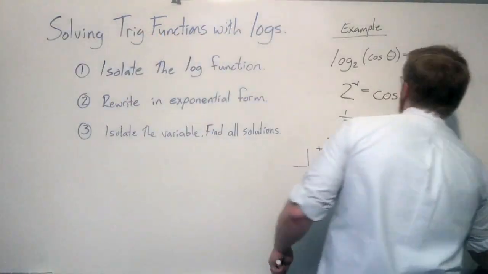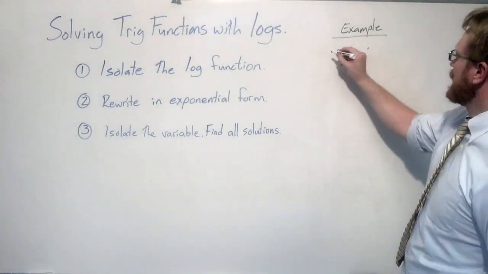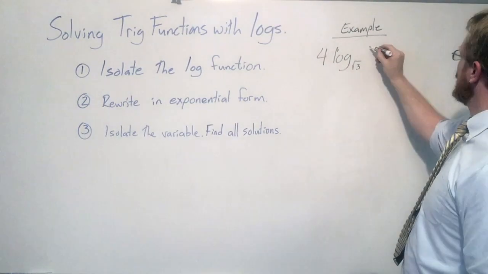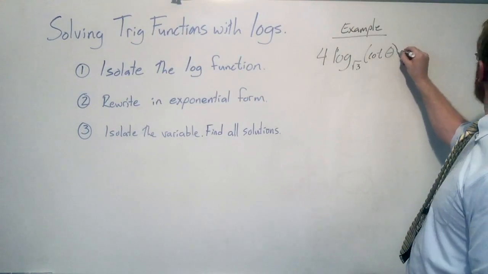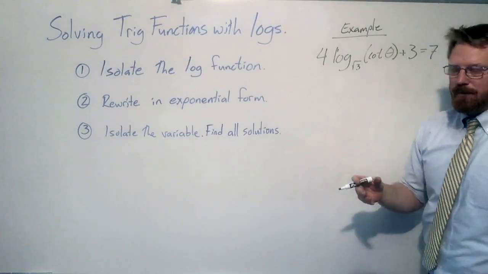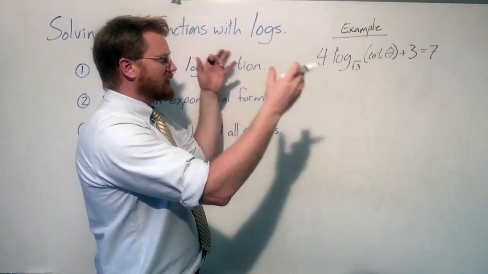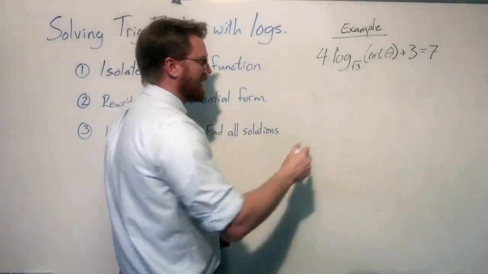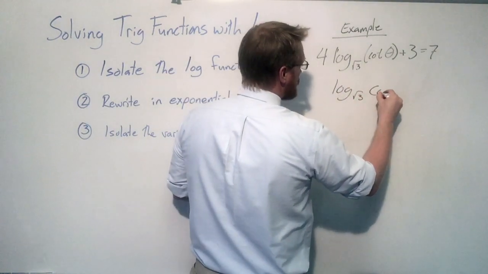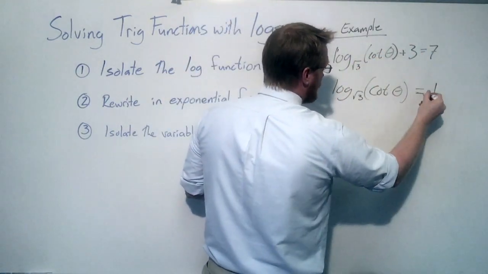One more example here, a little bit more difficult. Say I got something like 4 log base root 3 of cotangent theta plus 3 equals 7. Pretty intimidating, but we're going to take it one step at a time, right? I have to isolate my log function first, so anything outside of that function, anything that's not being logged, needs to be pushed to the other side. Minus 3, divide by 4. That's going to kick that down to the log being divided by 4 as well, and equaling 1.